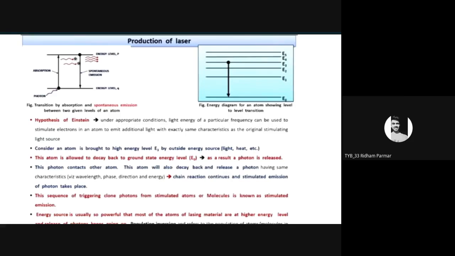It depends on that stimulating light source. Okay, so the heat source, whatever is there, it will depend only on that.